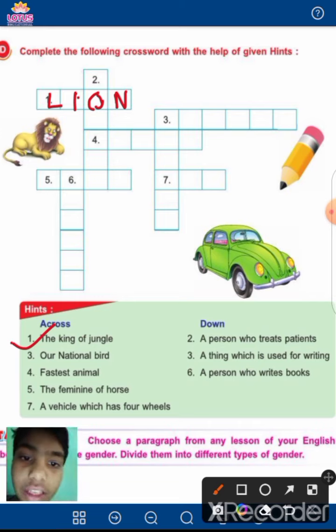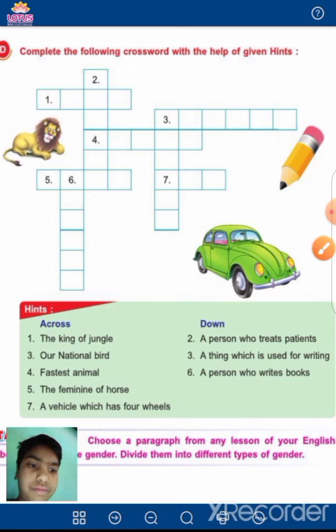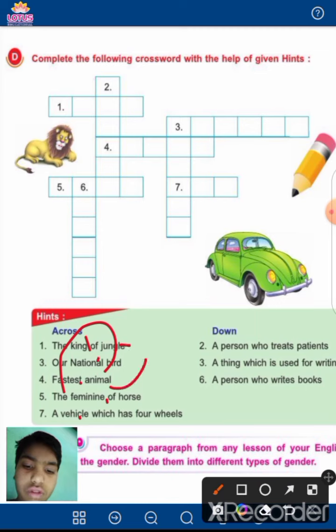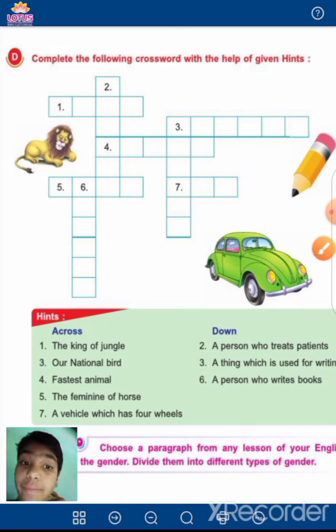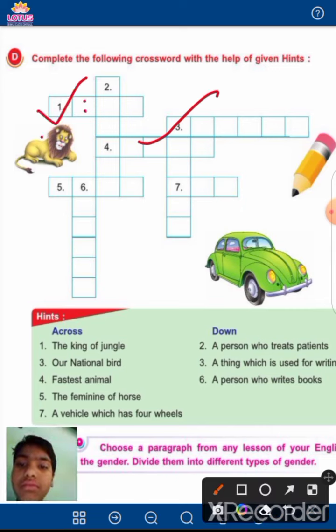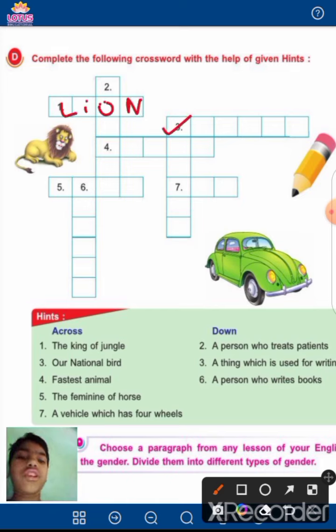So let's write the peacock. Peacock, P-E-A-C-O-C-K. I guess the blocks are given. Let's see. Right here peacock, right here lion. L-I-O-N. That's the level. The third one you do.